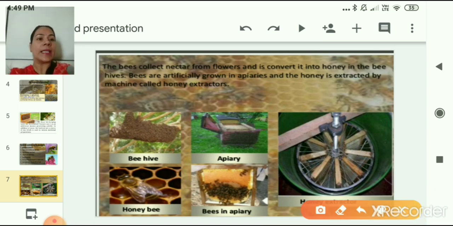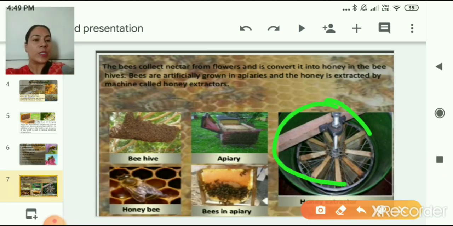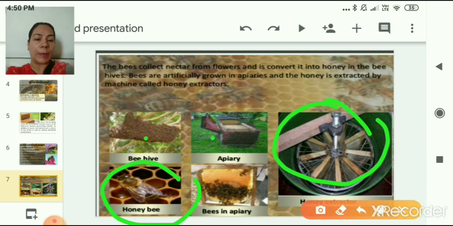Here children, in this slide you can see a honey extractor. Here this one is a honey extractor, and in this picture you can see a beehive. This is an apiary and this is a honeybee comb where so many small compartments are there. You can see it here, and in this one you can see bees in apiaries.